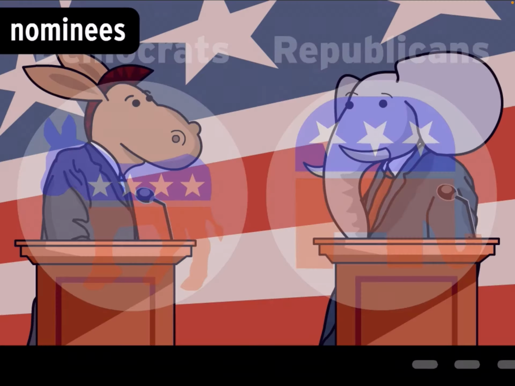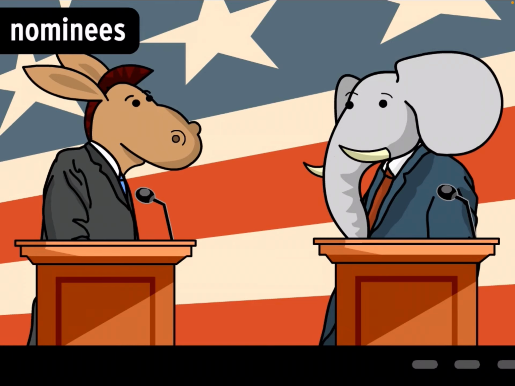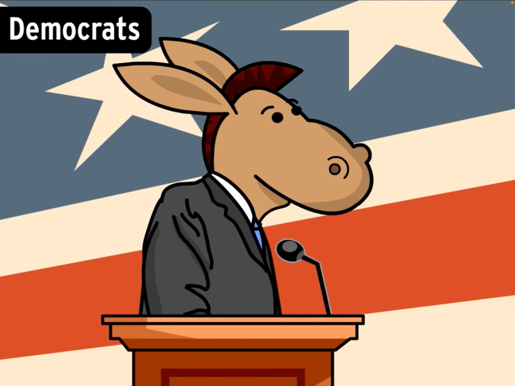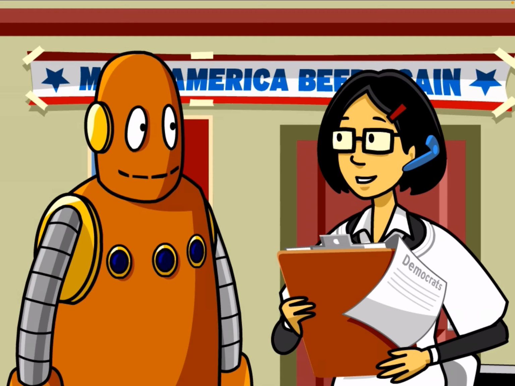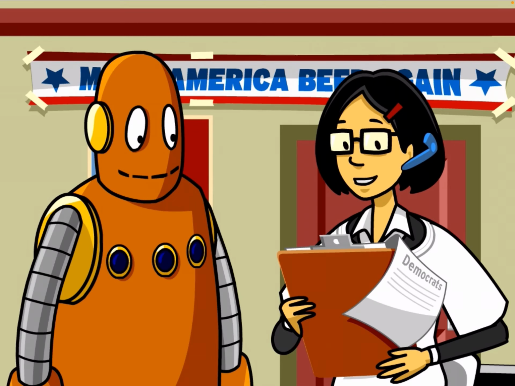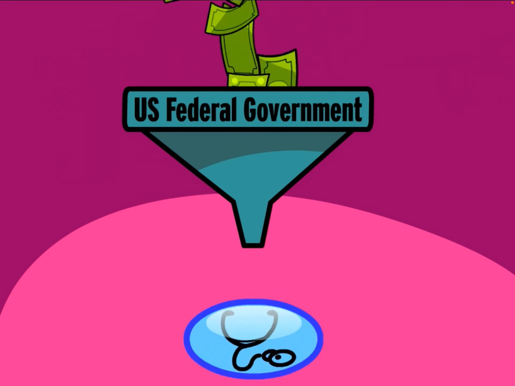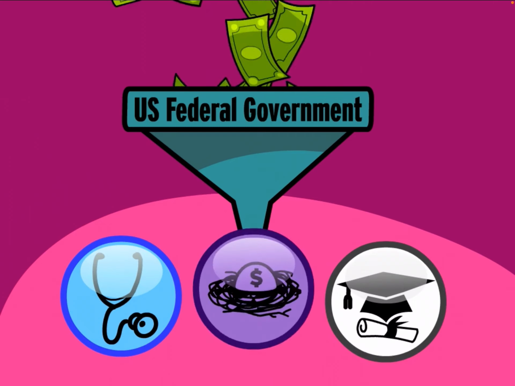They've already picked nominees, their official choices to run for president. The Democrats are the more liberal or left-leaning party. They believe government has an obligation to take care of its citizens. Money from taxes should be used to pay for basic services and financial security. Things like health care, public education, and retirement funds.